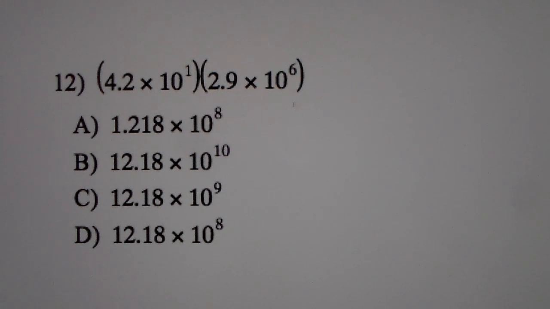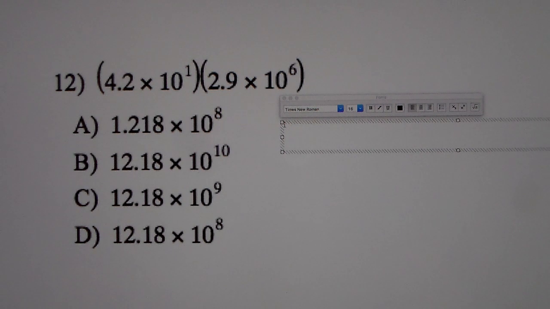So 4.2 is going to turn into, we move it to the left 5, so it would be 1, 2, 3, 4, 5, throwing our 0 in there. So 4.2 turns into 0.000042 times 10 to the power of 6.